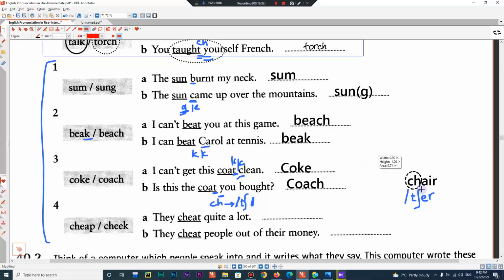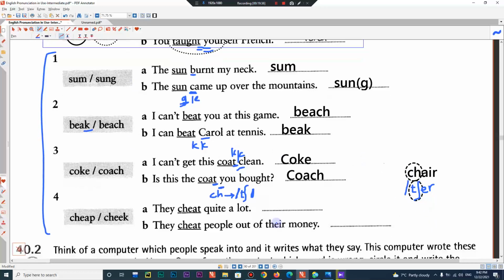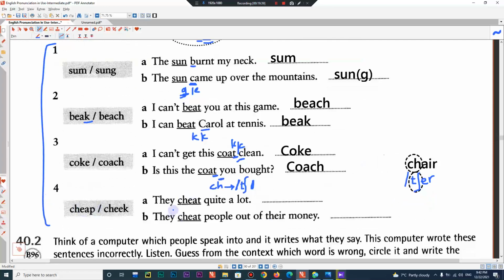This is the "che" part, and it's here. Anyway, number 4: "They cheat quite a lot." Of course, "quite": this Q has a K sound, so you'd better add some K here. So "cheek" would probably be a good joining. And "they cheat people out of their money."